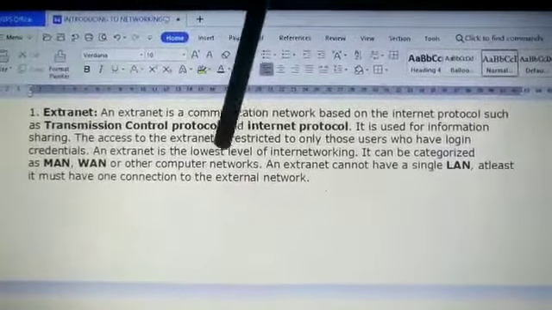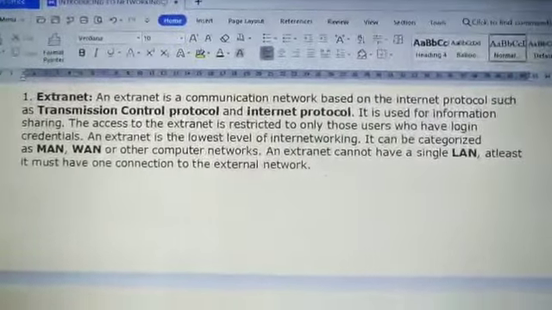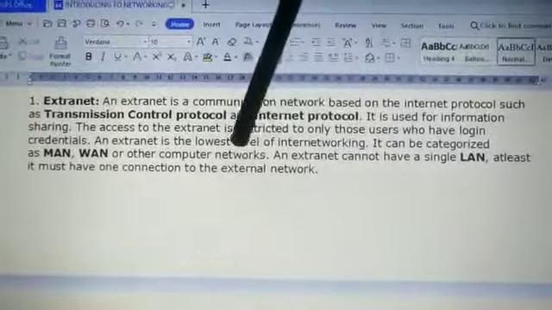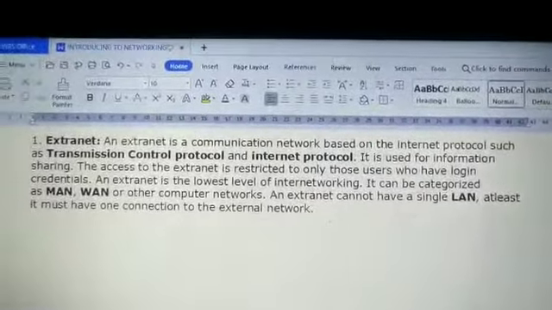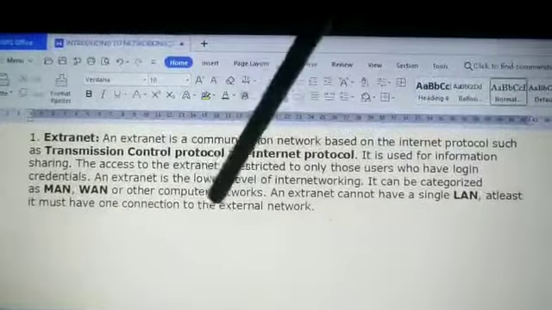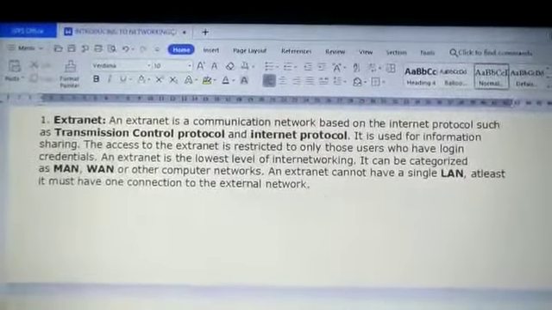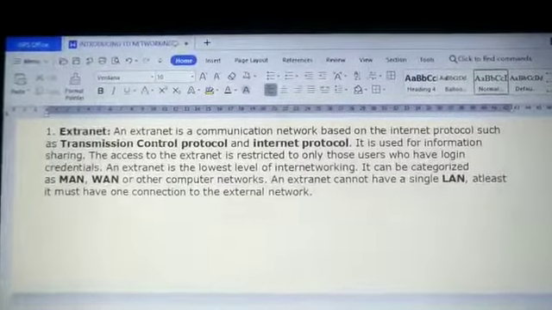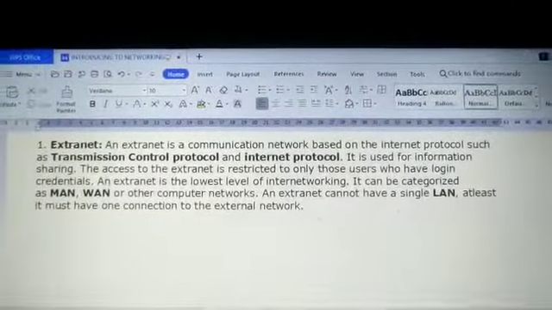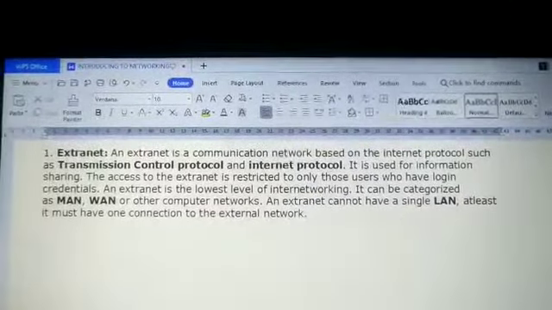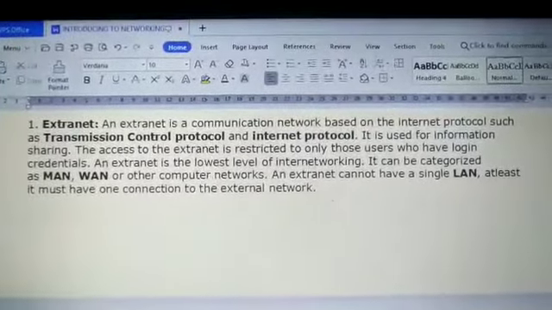An extranet is the lowest level of networking, so it can be categorized as MAN, WAN and other computer networks. An extranet cannot have a single LAN. At least it must have one connection to an external network. Only one LAN connectivity is not enough. One LAN can be connected with another external network, and then only can we develop this extranet. Otherwise we are not able to set up an extranet.